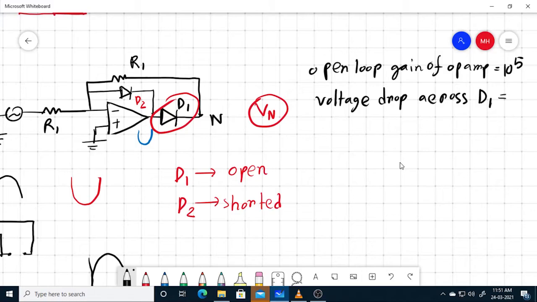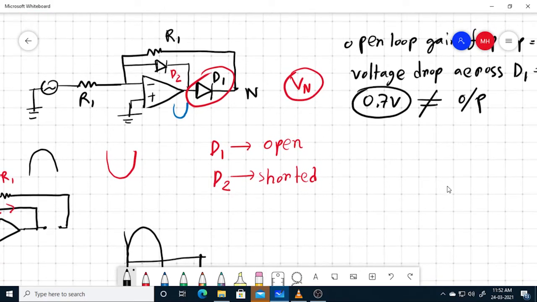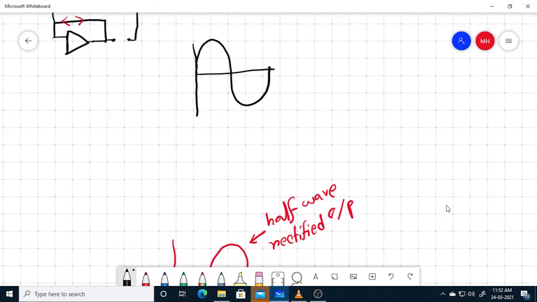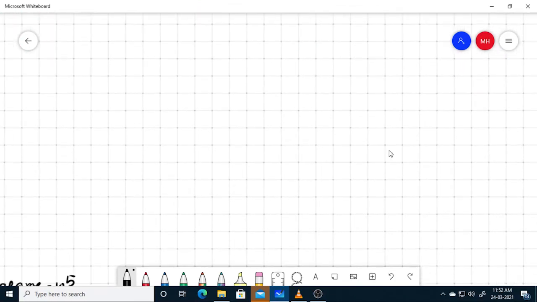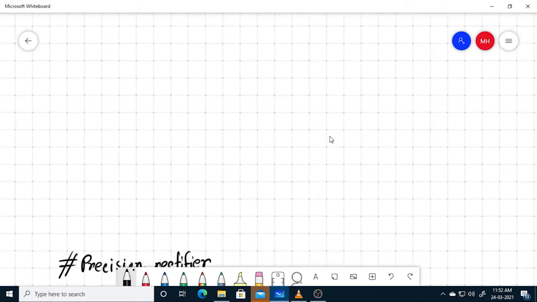That's why D1 is used to rectify the output, but D1's 0.7 volts threshold voltage is not affecting the output, and this is the main reason we use a precision rectifier for small inputs smaller than the 0.7 volt threshold voltage of D1. Okay, this was the half wave precision rectifier. Now we'll look at the full wave precision rectifier.